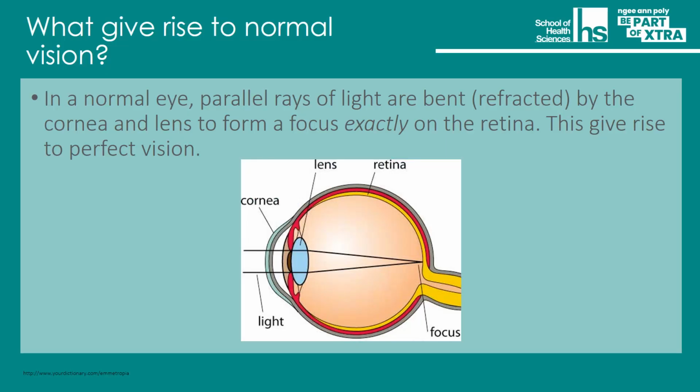Before we talk about what is a refractive error, we will need to ask ourselves what gives rise to normal vision. In a normal eye, parallel rays of light are bent by the cornea and lens to form a focus exactly on the retina. This gives rise to perfect vision.